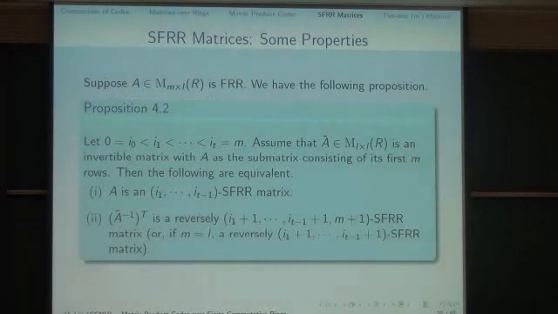So for the strongly full rank matrices, we have the following proposition. A is full rank. Assume that A tilde is an invertible matrix with A as the submatrix consisting of the first M rows. Then the following are equivalent. The first is that A is an (I_1, ..., I_{T-1}) strongly full rank matrix. And the second is that the transpose of the inverse of A tilde is a reversely (I_1 plus 1, ..., I_{T-1} plus 1, M plus 1) strongly full rank matrix. And if M equals R, then it's just this one. So these two statements are equivalent.